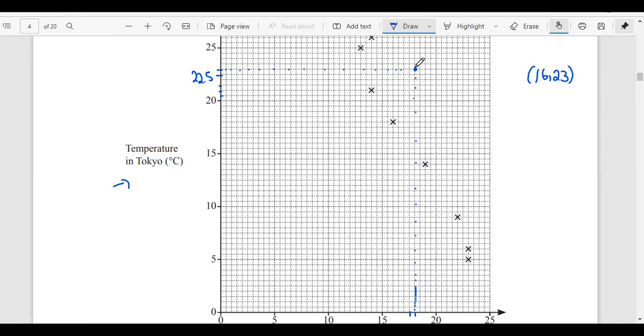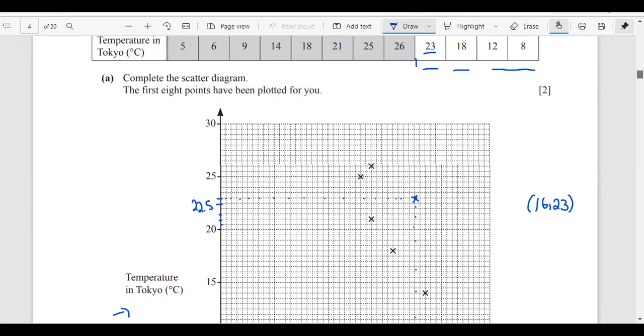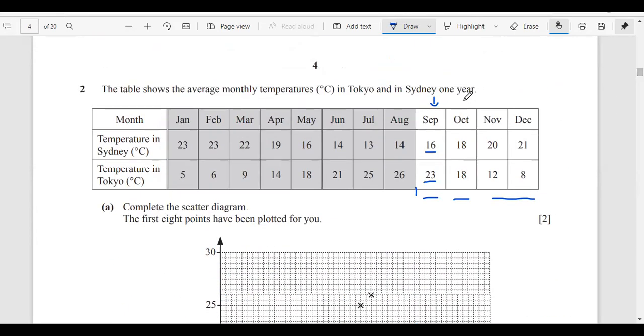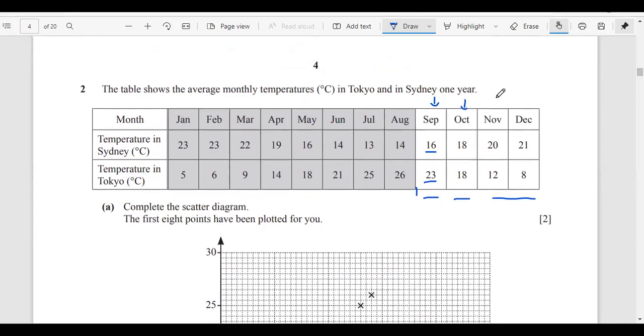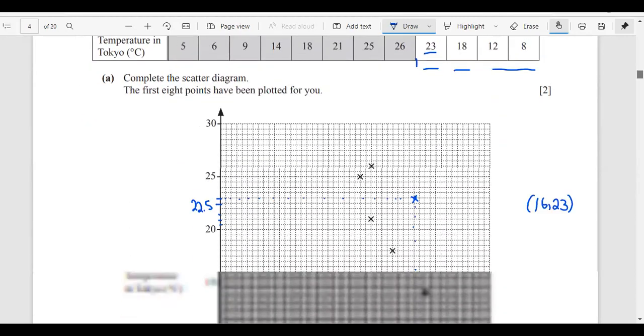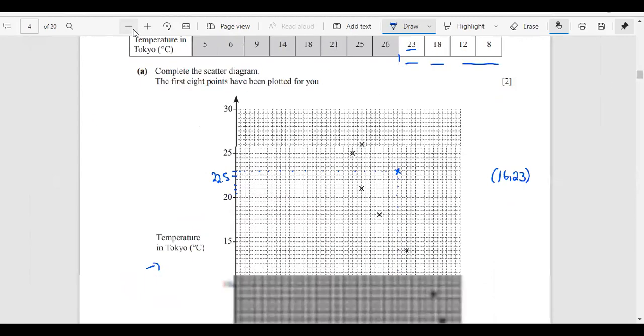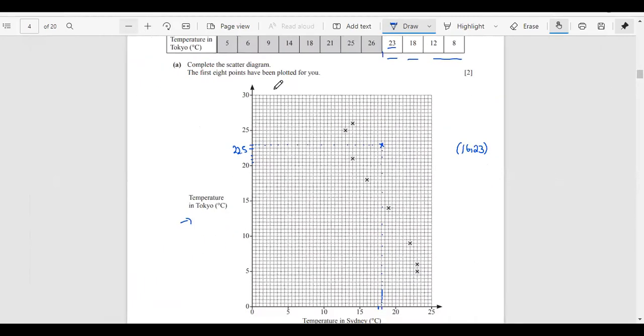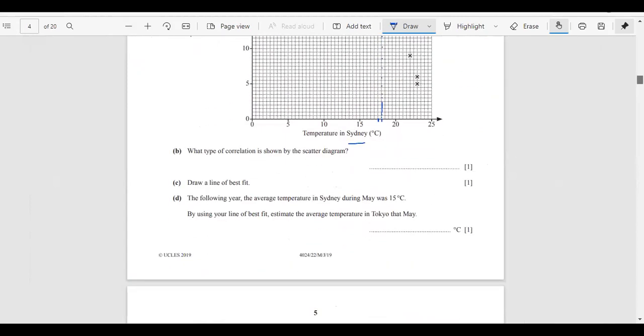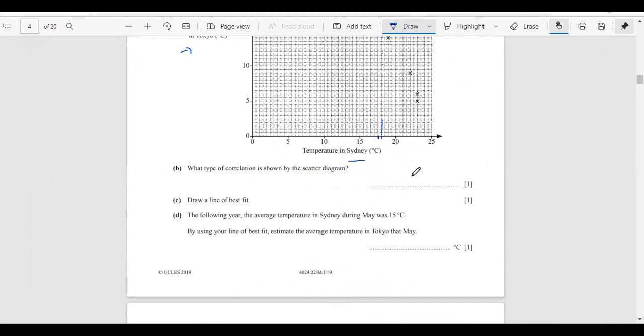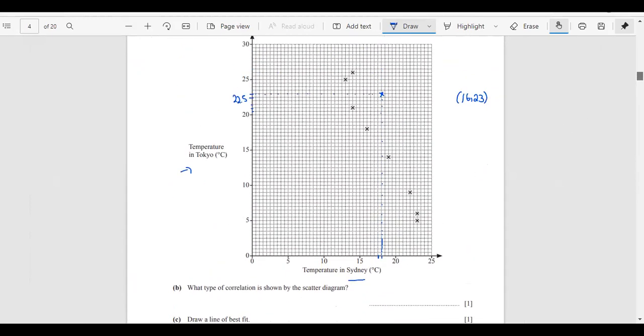So this is the point that we are gonna have, right? Following the similar pattern, we can just make a point for 18 and 18, then for 20 and 21, and then for 21 and 18, right? This is how we are going to complete the graph. And then what type of correlation is shown by the scatter diagram? Yes. What do you think about this?